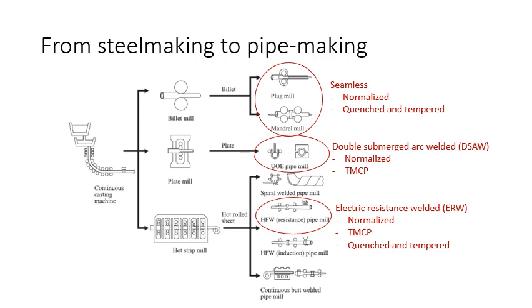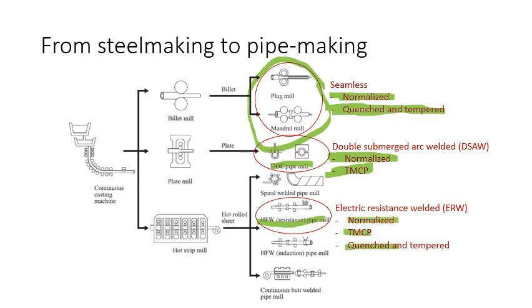So adding a little bit of detail to our process diagram for seamless pipe and tube, we might expect to see normalized microstructures and possibly quenched and tempered microstructures. For double submerged arc pipe and tube, we could expect normalized and possibly thermomechanical controlled process microstructures. And then for our ERW pipe, we could expect possibly all three: normalized, TMCP, and quenched and tempered.